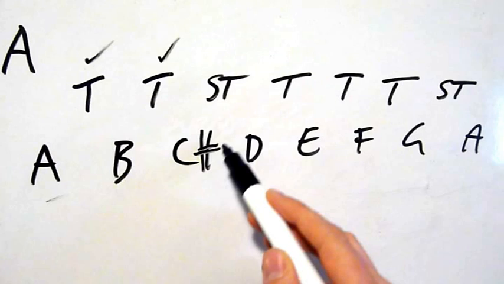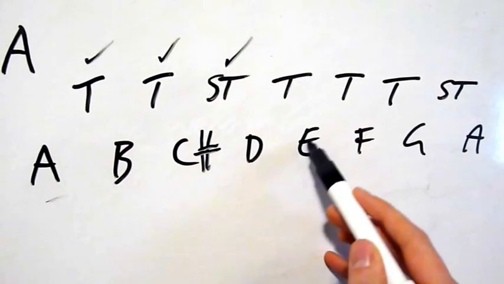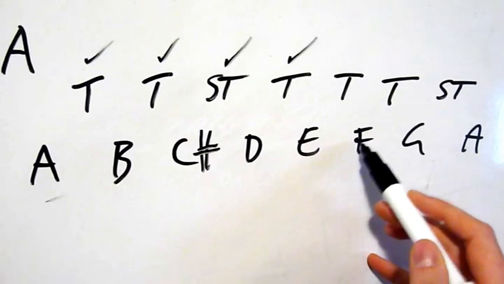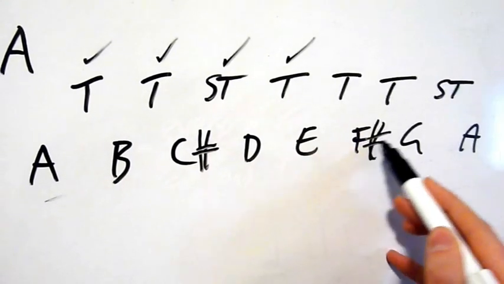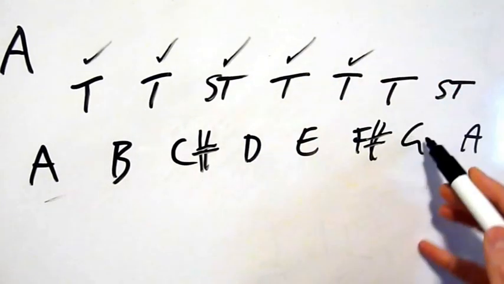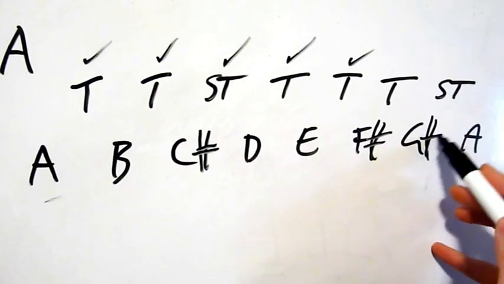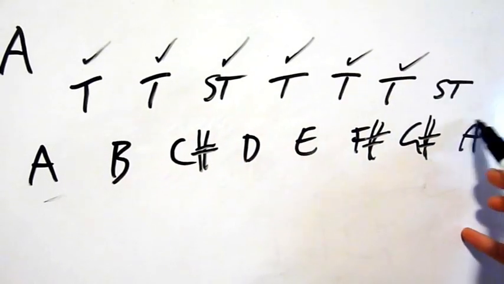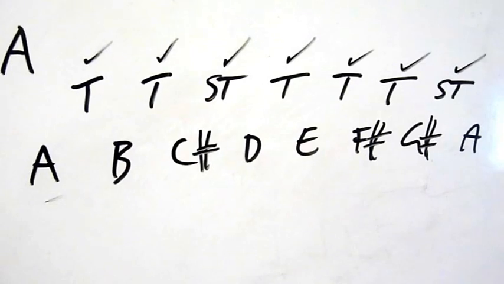Now that we've changed the C to C sharp, we now know that the rest of the changes we make will be with sharps. C sharp to D is a semitone, yep. D to E is a tone. E to F is not a tone, so the F then becomes an F sharp. G needs to become G sharp to give us a tone, and finally G sharp to A is a semitone.